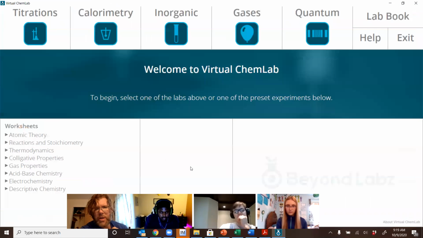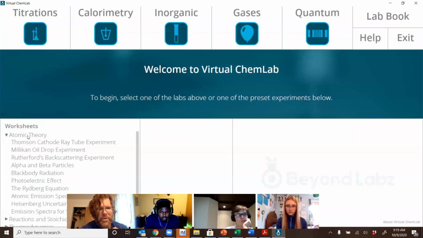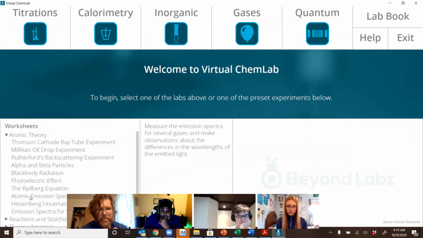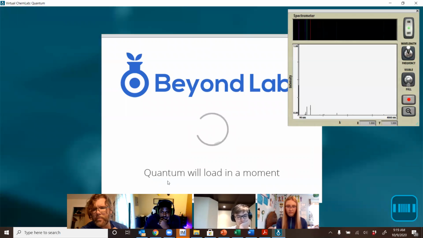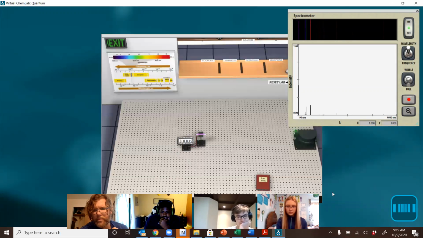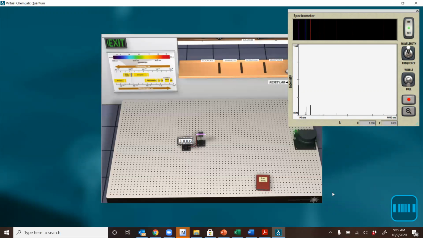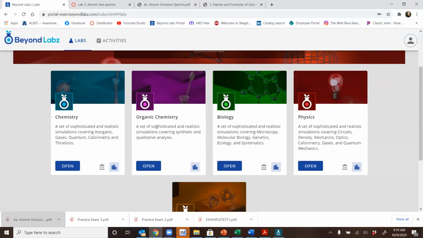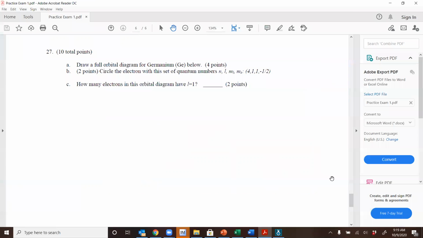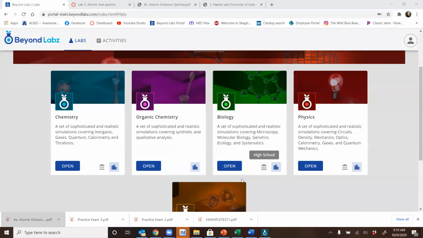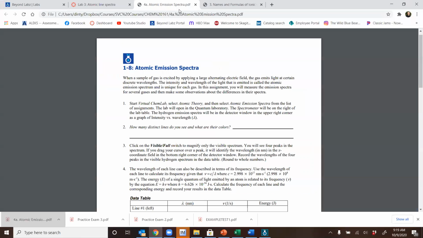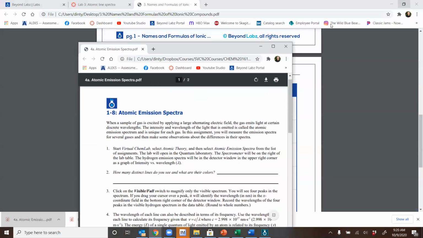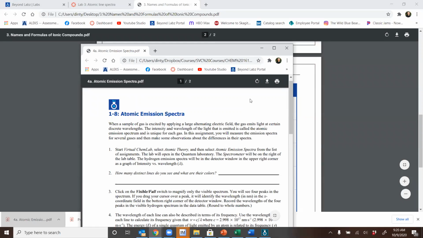So I'm going to the chemistry labs, and then under atomic theory, there's atomic emission spectrum. Oh, where did it go? Here we go.